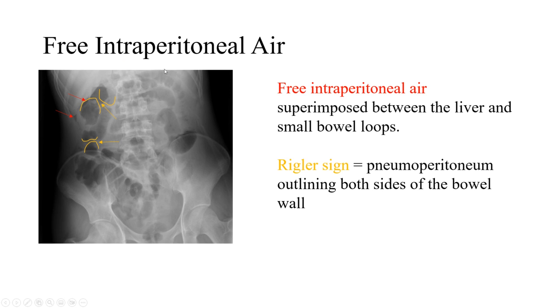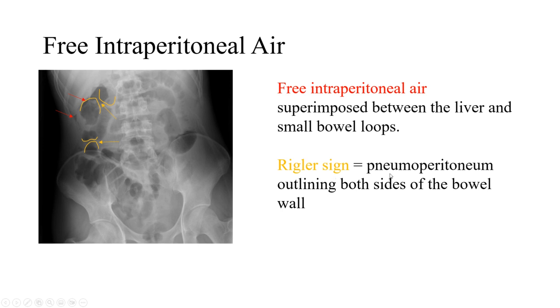You can also get free intraperitoneal air, which may be a sign of small bowel perforation. This can appear as air that's superimposed between the liver and small bowel loops, as in this case. Sometimes you see air that's right underneath the diaphragm.